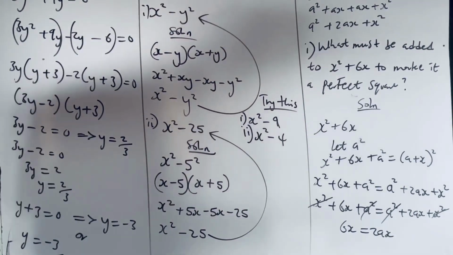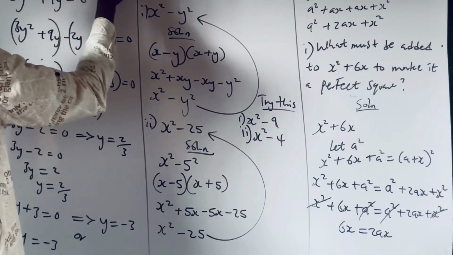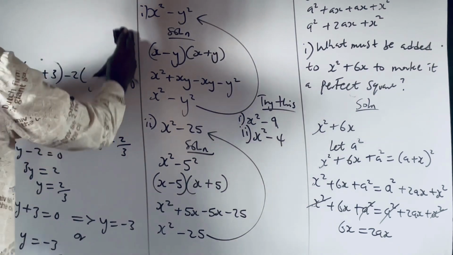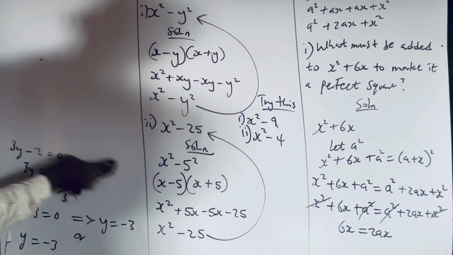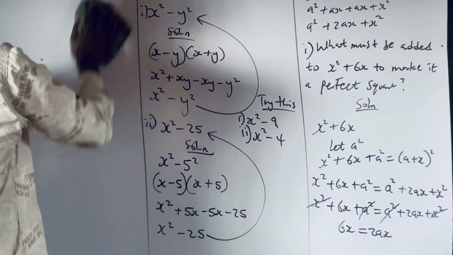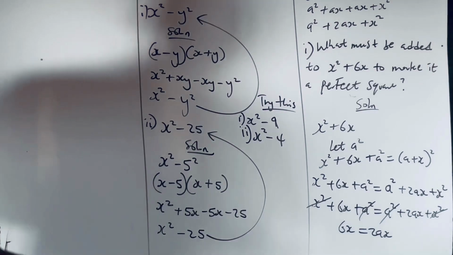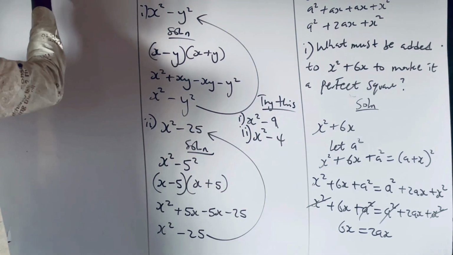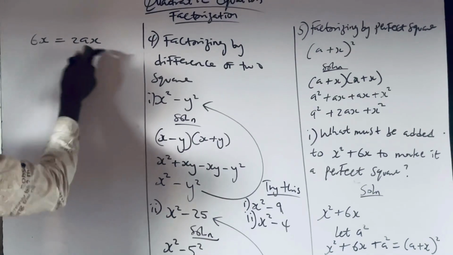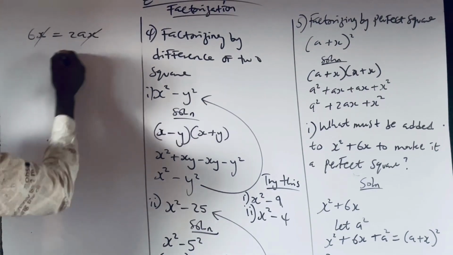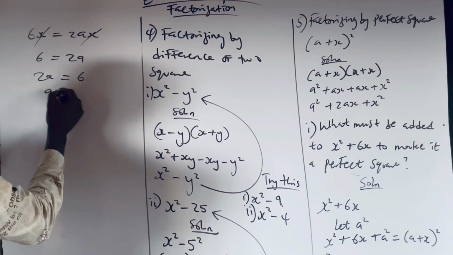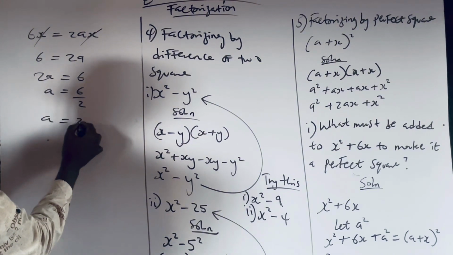Stay with me. So now, here we have 6x equal to 2ax. So what will happen here? x will still cancel out here. When we cancel x, we have 6 equals to 2a. Make a subject of formula. We're going to have a is equals to 6 over 2. a is equal to 3.